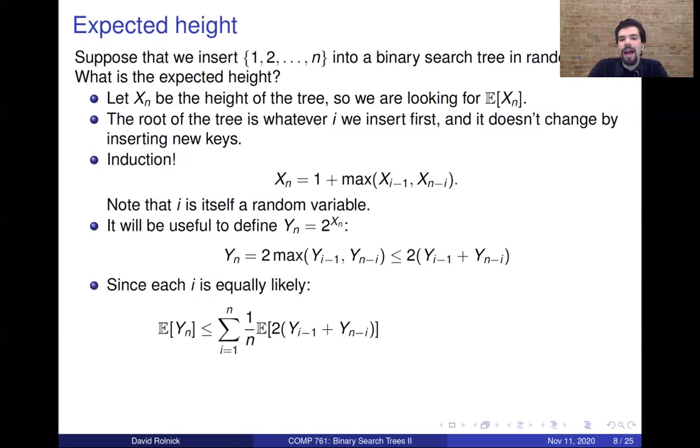Okay. So since each I is equally likely, the thing that we pick first, we can write the expected value of y sub n as less than or equal to. There's a 1 in n probability of picking I equals 1, a 1 in n probability of picking I equals 2, and all the way up to n. So we can just write it as this mixture of expectations here. Now we do our linearity of expectation. You can pull this 2 out here and just break this up into 2 things.